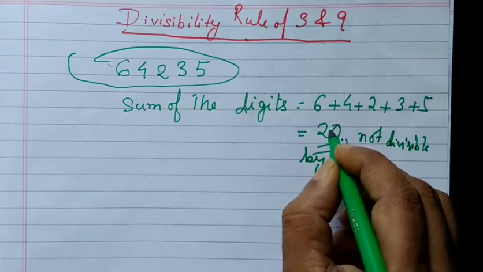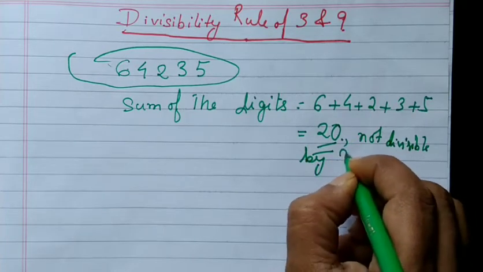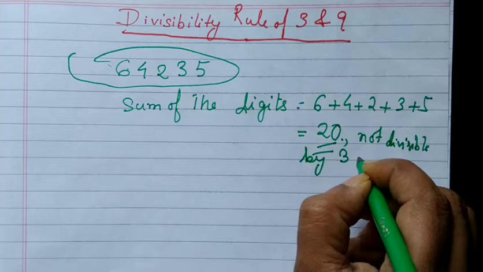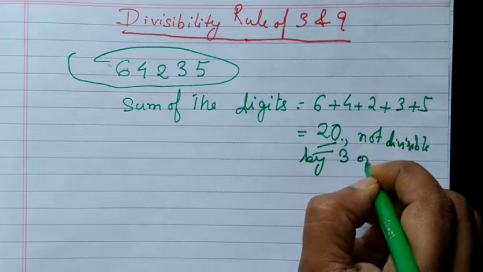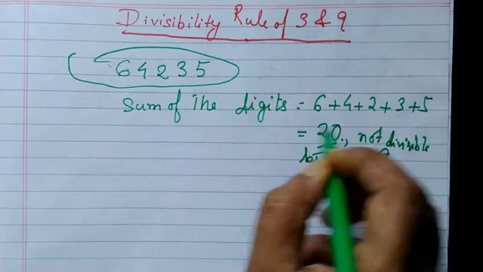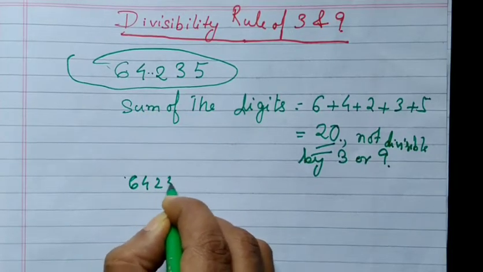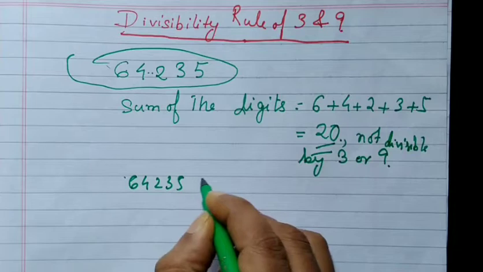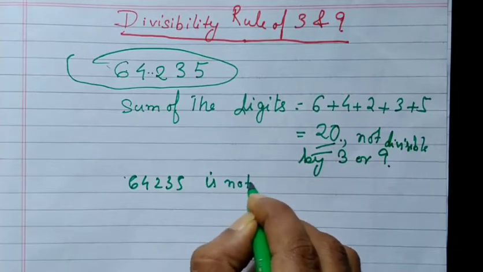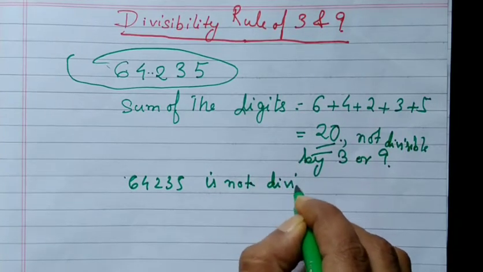And is it divisible by 9? No, it is not divisible by 9. That means it is not divisible by 3 or 9. So this particular number is not divisible by 3 and 9.